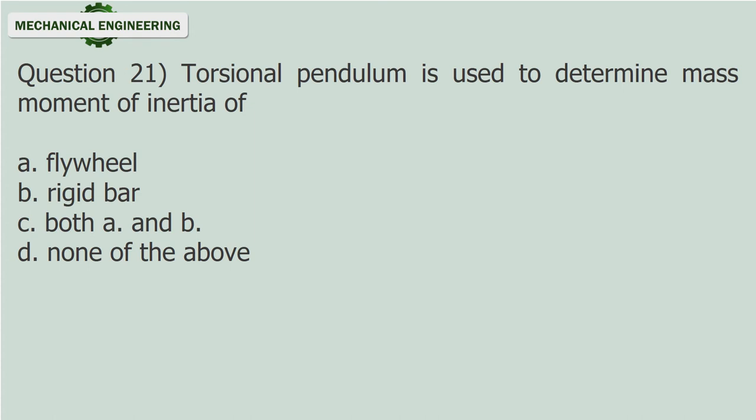Question 21. Torsional pendulum is used to determine mass moment of inertia of A. Flywheel. B. Rigid bar. C. Both A and B. D. None of the above.